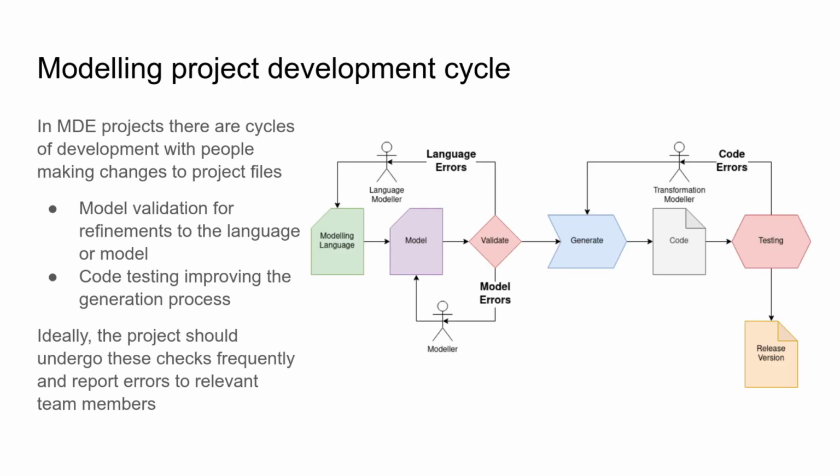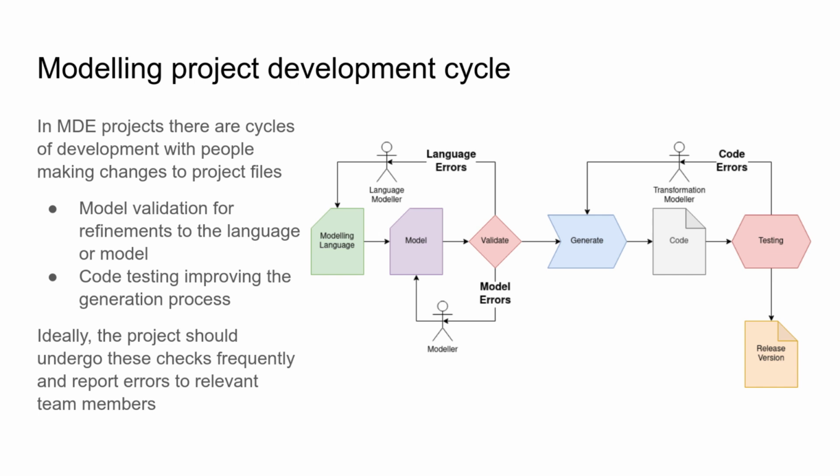This is the abstract view of a modeling project, where we can see a number of development cycles. These cycles are dependent on languages and models being validated, the results of the validation being reported back to the relevant team members, such that they can then make modifications to the relevant component, be it the language or the model itself that's at fault.